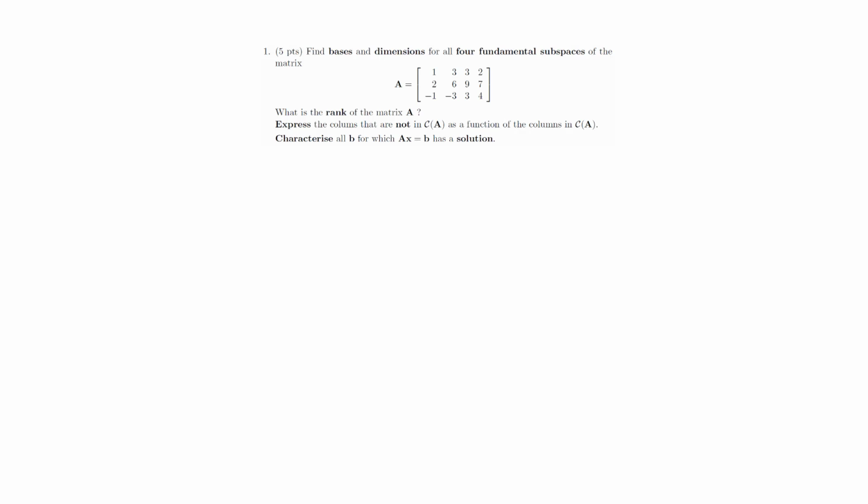So you have to find the basis and dimensions of all four fundamental subspaces of the matrix that is given. You have to compute the rank of the matrix A, and then express all the columns that are not in the column space as a function of the columns in the column space. And then finally you have to characterize all b's for which Ax is equal to b has a solution.